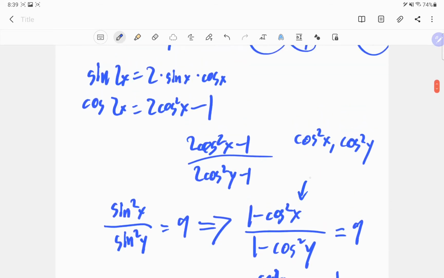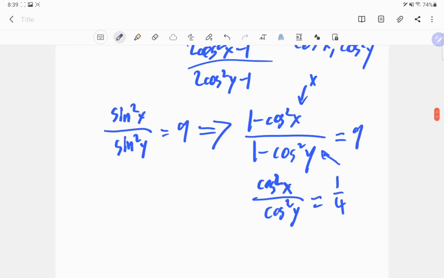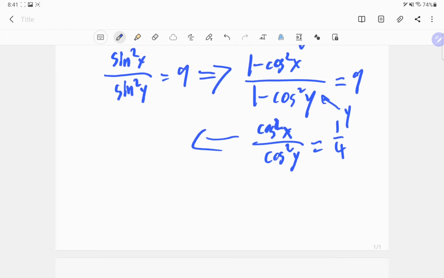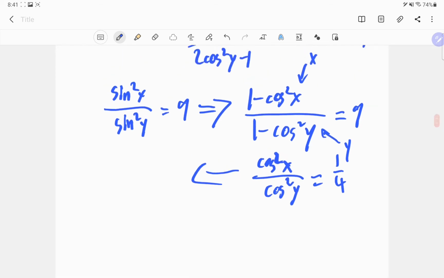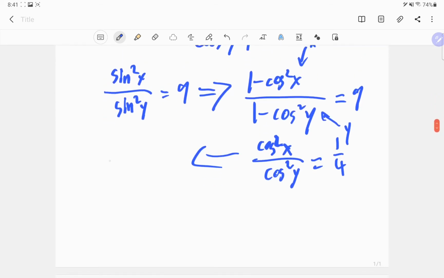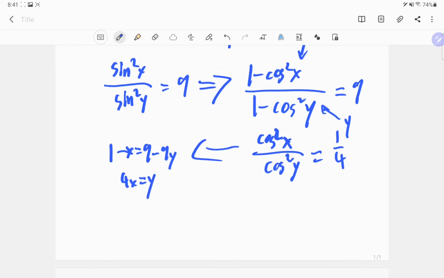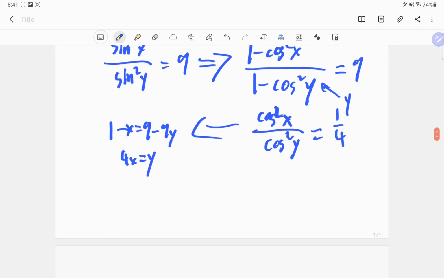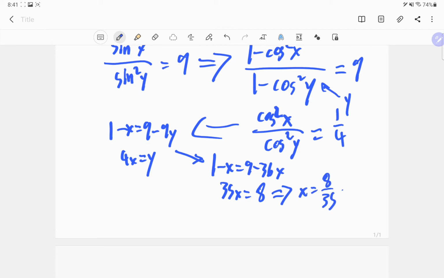So we'll replace cosine squared x with x and cosine squared y with y, and we can write the system of equations using x and y. We have 1 minus x is equal to 9 minus 9y, and then we have 4x is equal to y. Plugging in 4x for y, we get 1 minus x is equal to 9 minus 36x. This becomes 35x is equal to 8, which means that x is equal to 8/35, and y must be equal to 32/35.